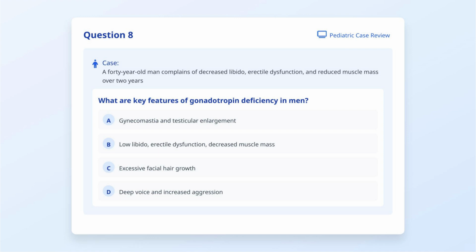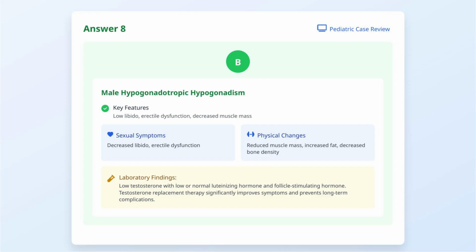Case scenario: a 40-year-old man complains of decreased libido, erectile dysfunction, and reduced muscle mass over 2 years. Question: what are key features of gonadotropin deficiency in men? Option A: gynecomastia and testicular enlargement. Option B: low libido, erectile dysfunction, decreased muscle mass. Option C: excessive facial hair growth. Option D: deep voice and increased aggression. The correct answer is B.